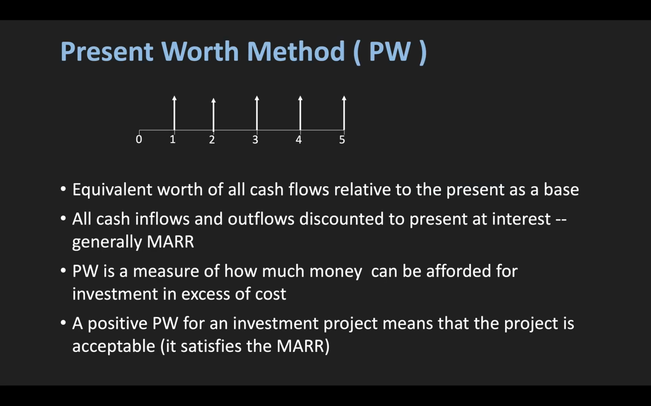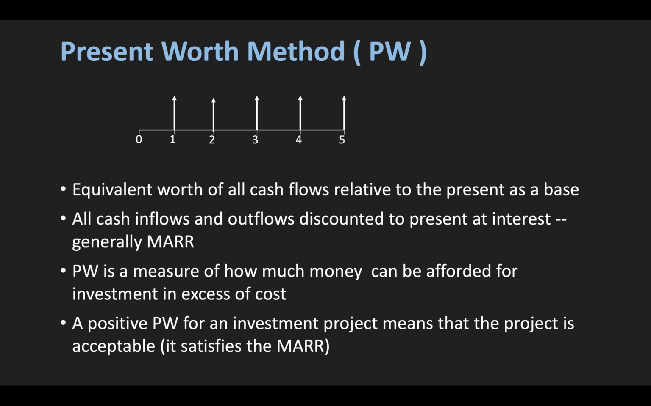Now, using that, that's how we do single project evaluation, right? The concept is something like this, using the present worth method. We want to make sure the equivalent worth of all cash flows is relative to the present as a base. We use all the cash flows and turn them into present: all cash inflows and outflows discounted to the present at an interest rate. And that interest rate usually uses MARR, right?